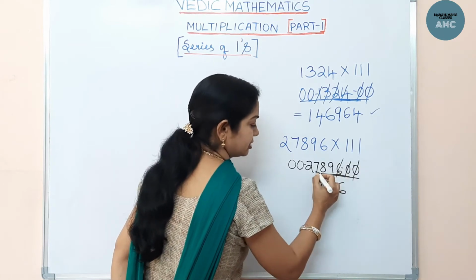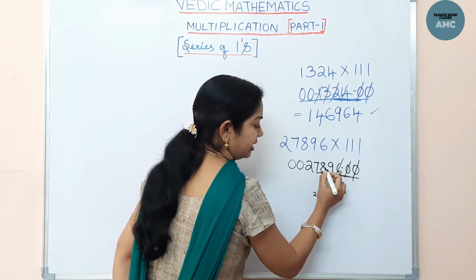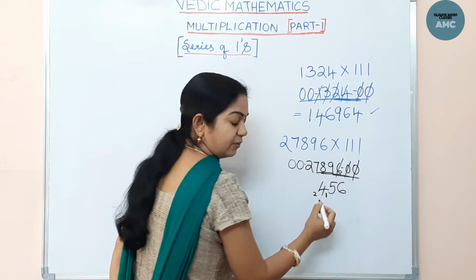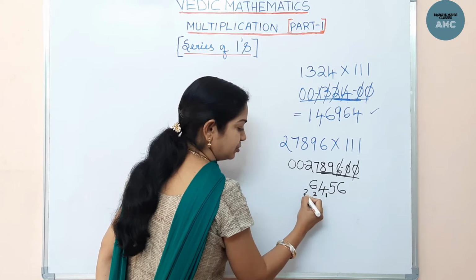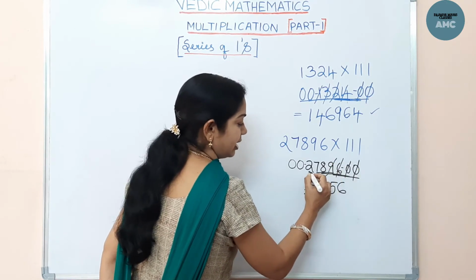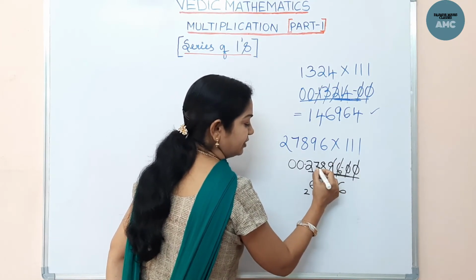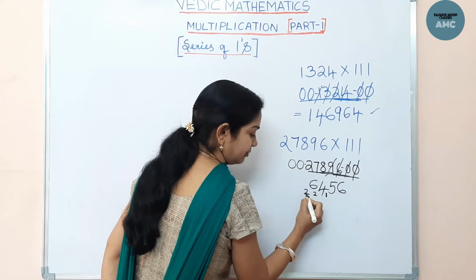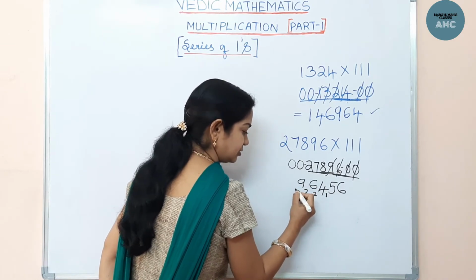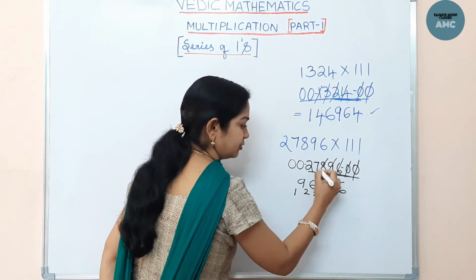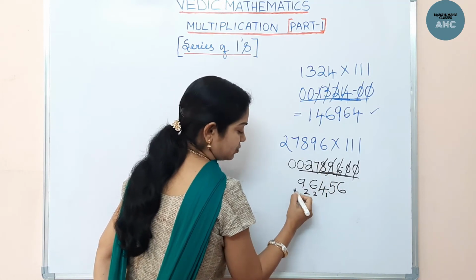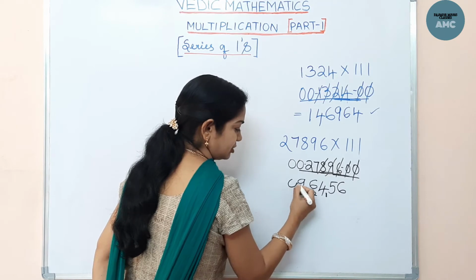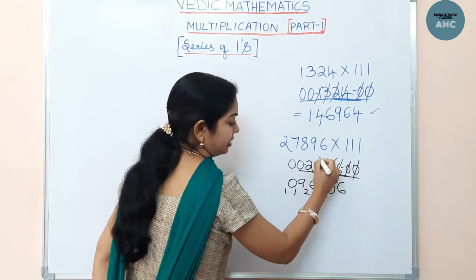Leave the rightmost. Take these 3: 7 and 8, 15, 15 plus 9, 24. 24 plus 2, 26. So 2 is the carry here. Leave the rightmost. Again take 3: 8, 7, 15. 15 plus 2, 17. 17 plus 2, 19. Leave the rightmost. Now take these 2: 7 plus 2, 9. 9 plus 1 is 10. Okay, 0 and 1. Leave the rightmost.